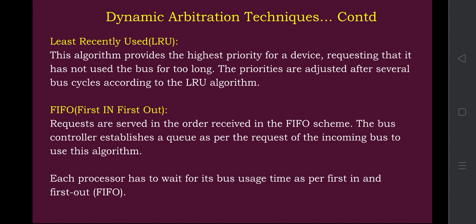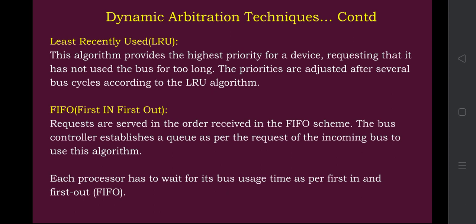The next one is first in first out. Requests are served in the order received in the FIFO scheme. We know that FIFO is a queue scheme, so the request comes in the queue, and the first will enter the queue first and the last will enter the queue last. So automatically whichever is first in the queue will be given control of the bus, so that it will be serviced. For example, if there are 5 requests inside the queue, the first request will be granted. After the first request is over and relinquishes the control, it passes the control to the second one.